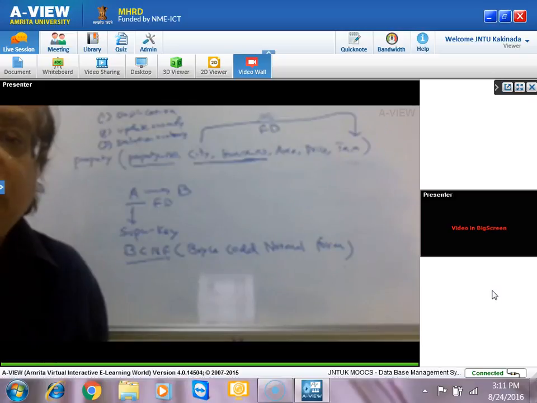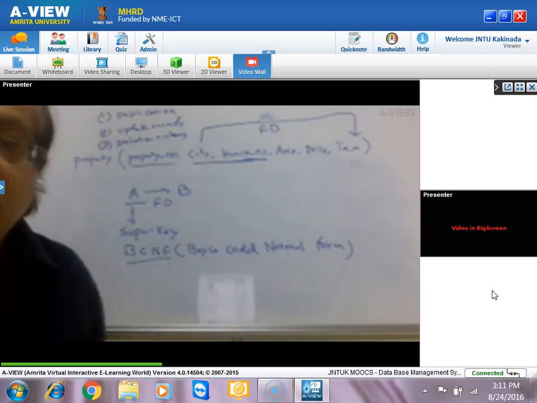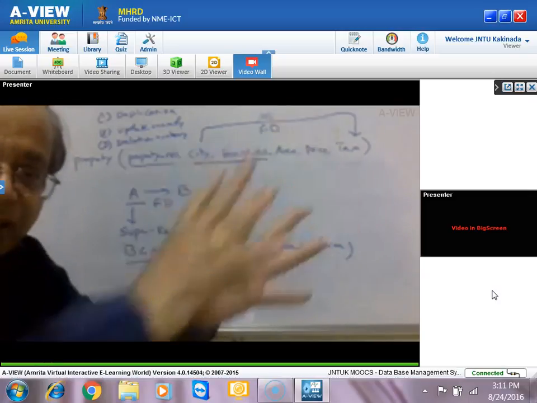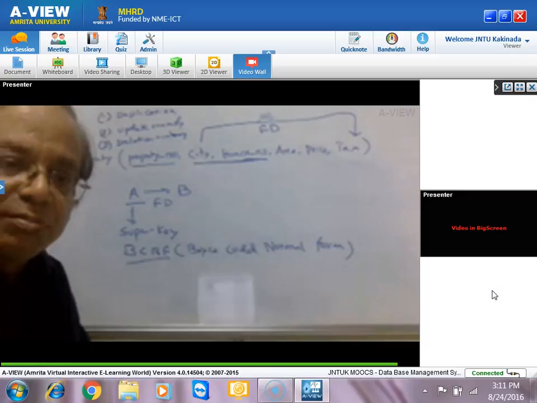I'll give a couple of more examples, but let me first ask if there are any more questions. First, any questions on this? I went straight into BCNF because intuitively you can easily understand BCNF, the Boyce-Codd normal form.